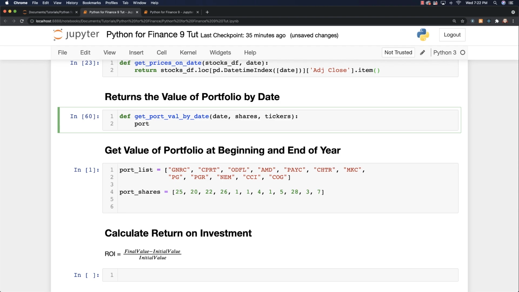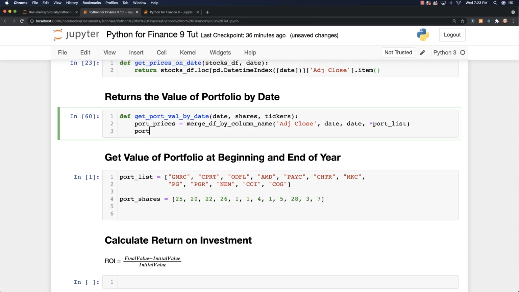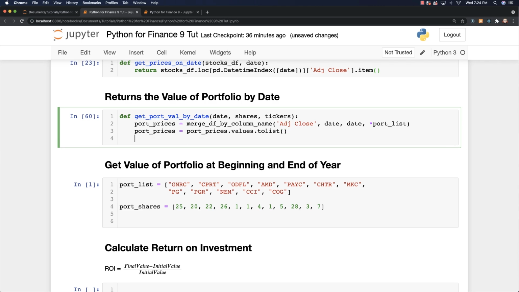Very first thing, I'm going to go port prices, and I'm going to call merge data frame by column name like this. I'm interested in adjusted close, and I'm going to pass in my date. Since I only want one date, I can keep the dates exactly the same, and it'll get me just a specific day. And I will pass in my portfolio list. Now I want to convert from a data frame to a regular old Python list. So I'm going to say port prices is equal to port prices, prices dot values dot to list like that.